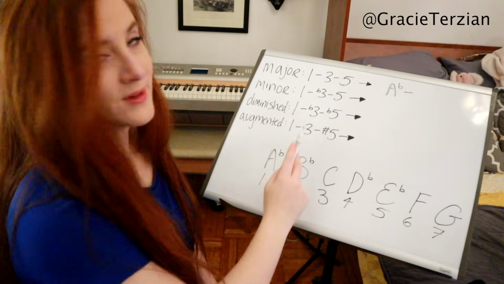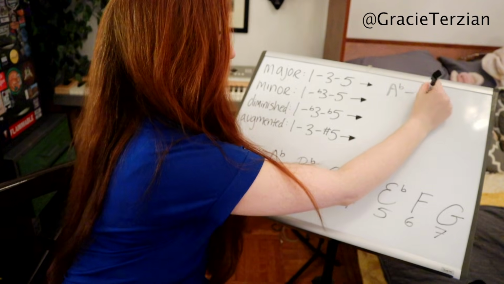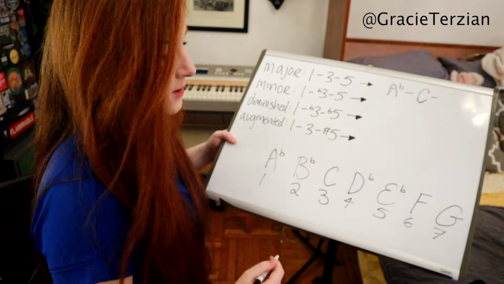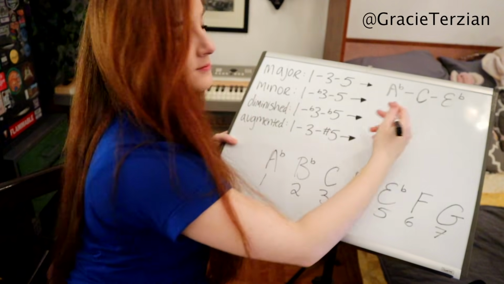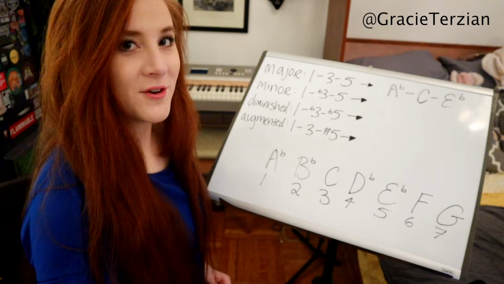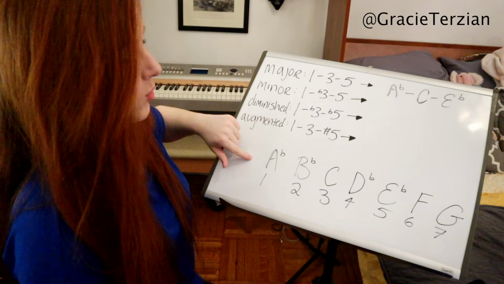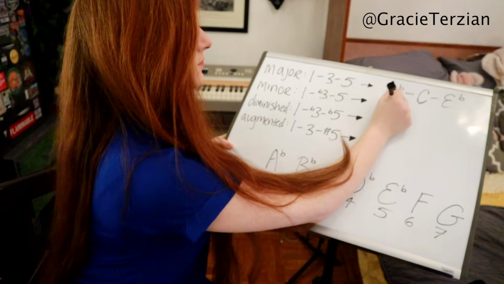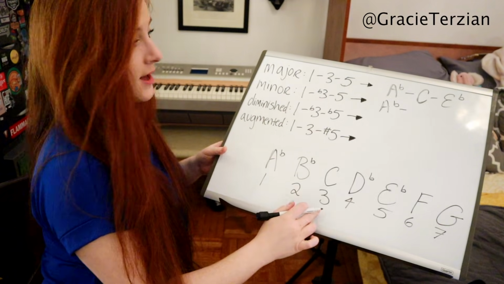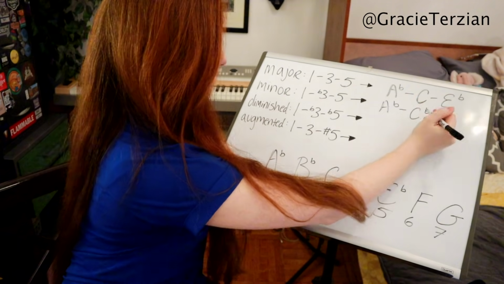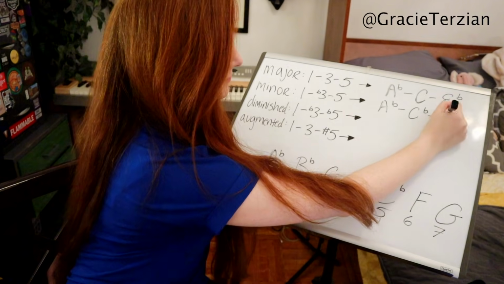What's the third degree? C, right? And what's the fifth degree? The fifth degree is E flat. Nice and simple. Now what about our A flat minor triad? So we have a 1, a flat 3, and a 5. So what's our 1? Our 1 is A flat. Okay, our flat third is a C flat. And what's our 5? Our 5 is just E flat.